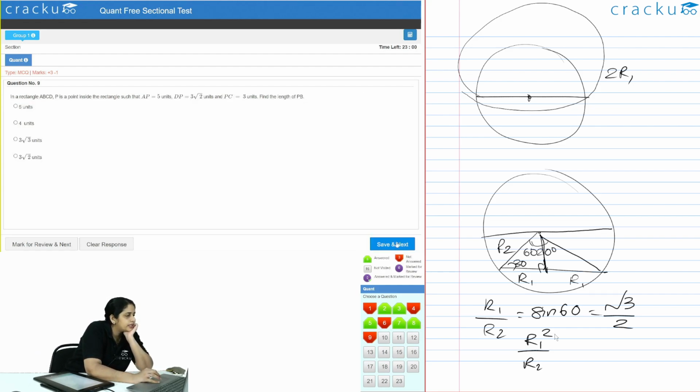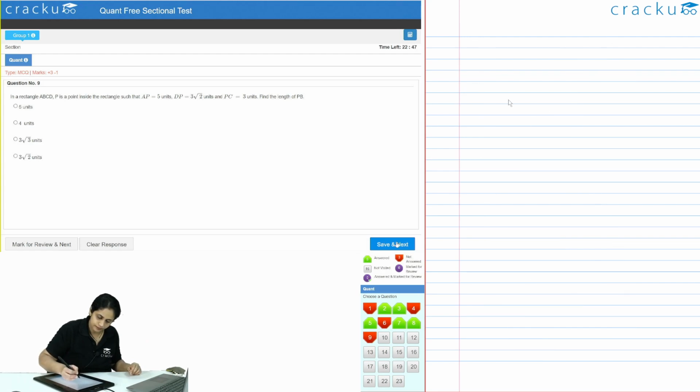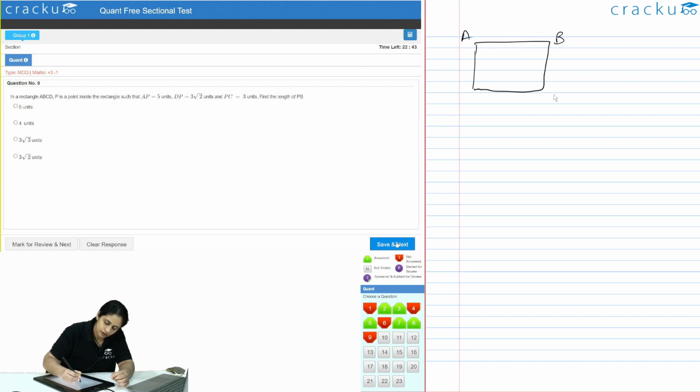In rectangle ABCD, P is a point inside the rectangle such that DP is 5 units, AP is 3 root 2 units, and PC is 3 units. Find the length of PB. So this is 5, this is 3 root 2, this is point P. PC is 3 units, but we have to find out PB.